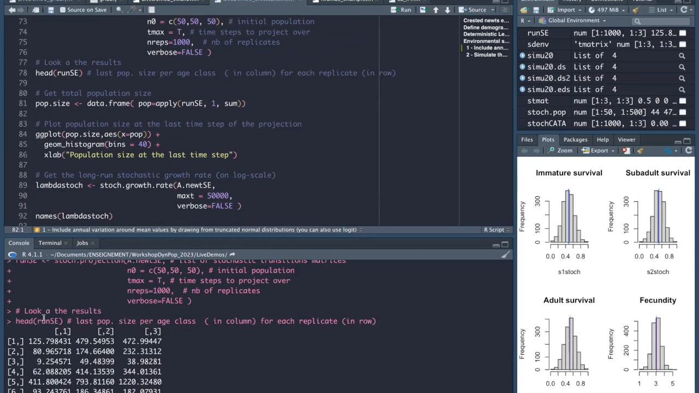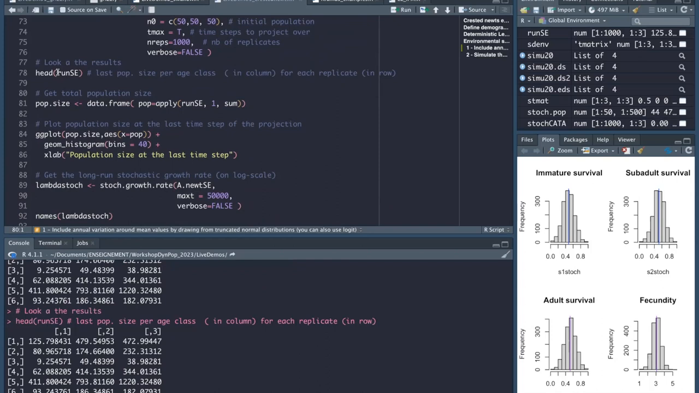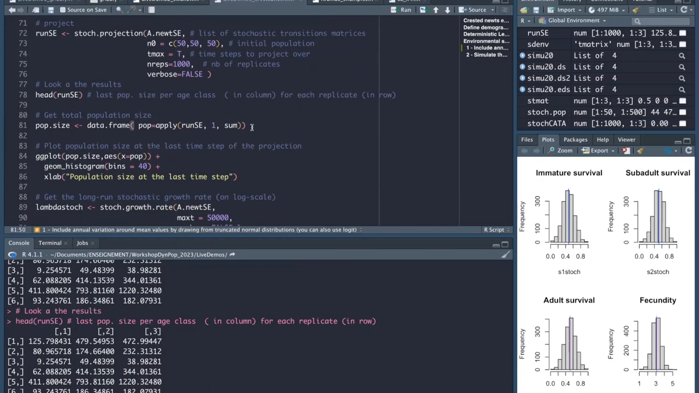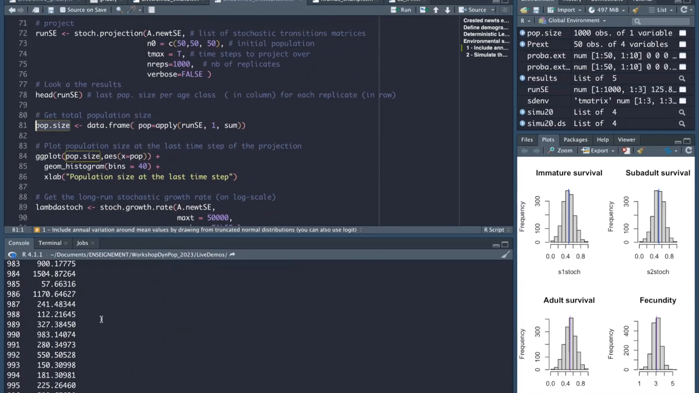Here I printed just the population size at the last time step, so the 50th year of the projection, for each age class and for the first six populations. We simulated 500 of them. So we can get the total population size by summing up the three age classes.